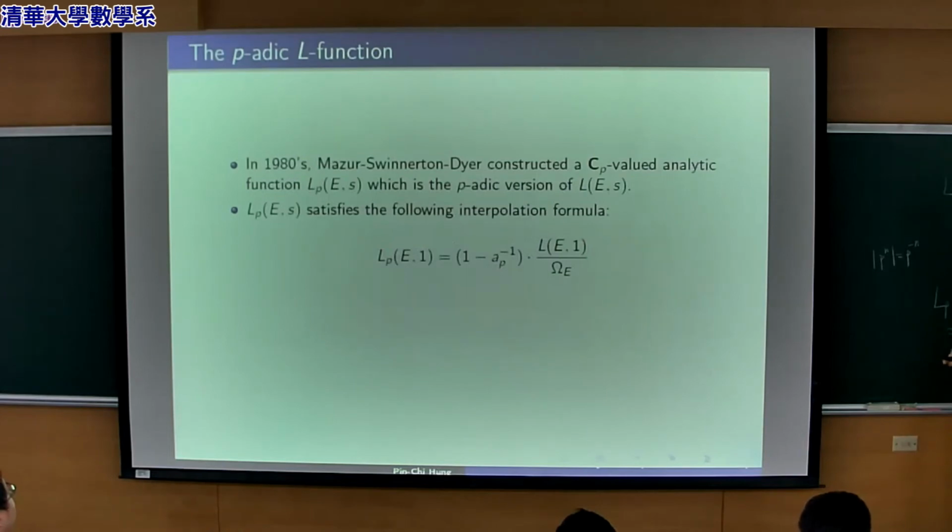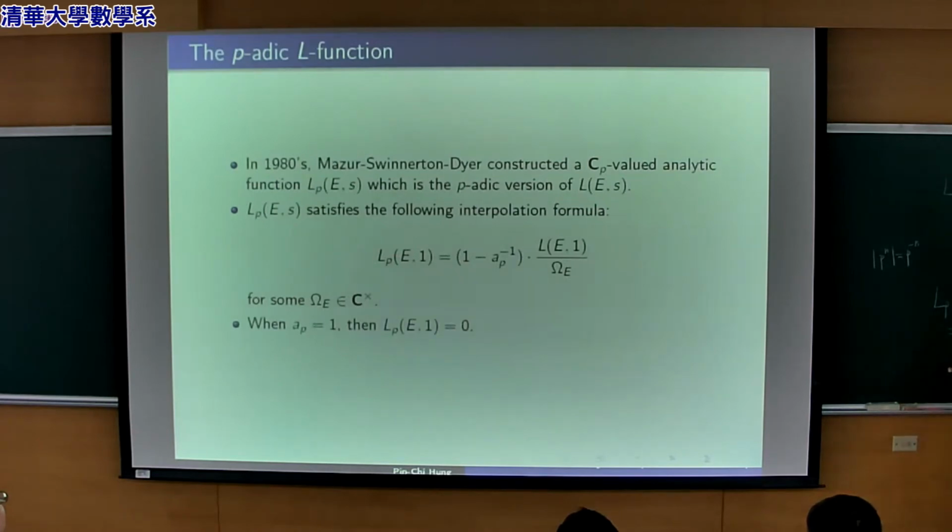Okay, good. So we can check this number using this number. For some non-zero numbers here, from this formula you see that if a_p is 1, then 1 minus a_p inverse is 0. If this is 0, then the left hand side is always 0. So this is strange: if a_p is 1, then the p-adic L-function is always 0 in this equation.